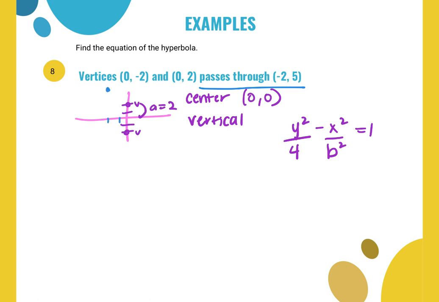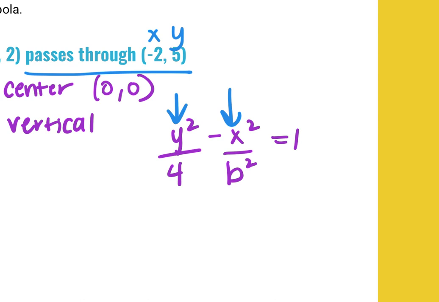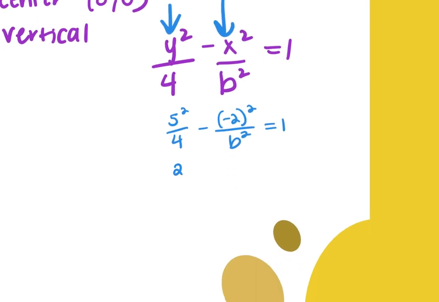(-2, 5) doesn't help me figure out a co-vertex because I won't know the exact box. It confirms that it's vertical, but it also is my x and my y. So I can plug those in to the x and the y, and then the only unknown is b, and I can solve for b. So my y squared is 5 squared over 4 minus the x squared, which is (-2) squared over b squared, equals 1. That's 25 over 4 minus 4 over b squared equals 1.